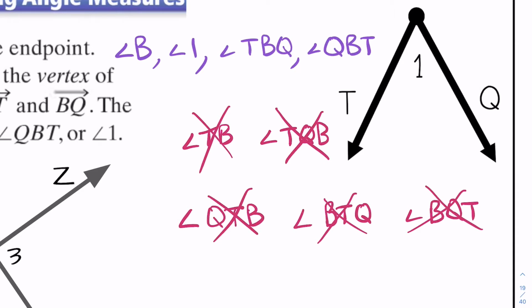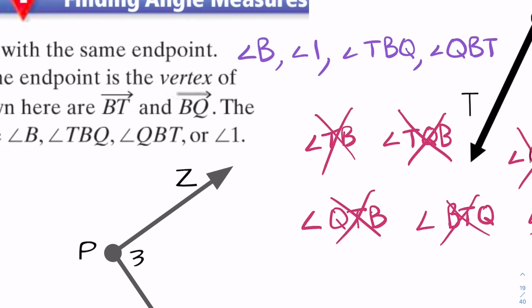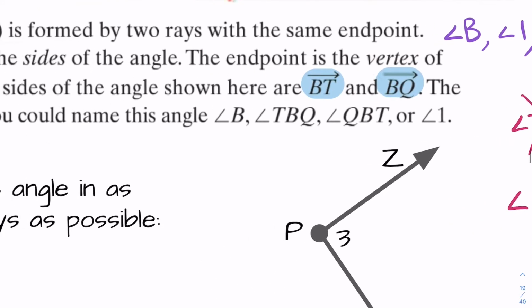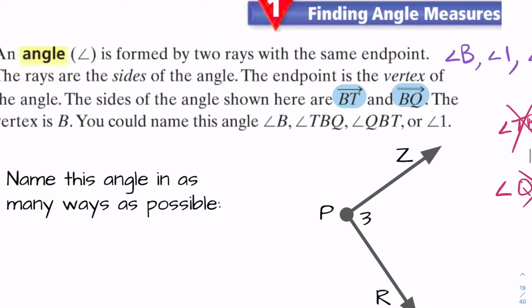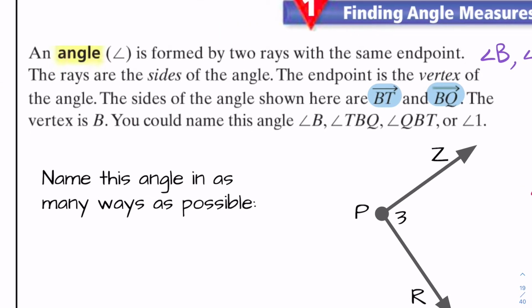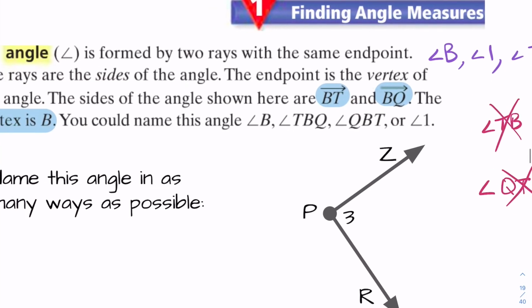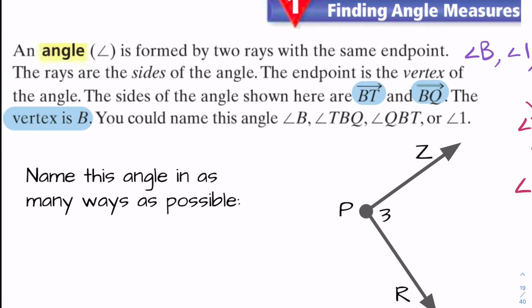Another thing you can't do, I'm going to get crazy here: Q1. That's not an option. We don't call it angle Q1. You can't mix letters and numbers when we're talking about angles. And here we have it. It's formed by ray BT and ray BQ. It looks like they also listed all the information I did: vertex B, and they wrote the four ways you can name it.